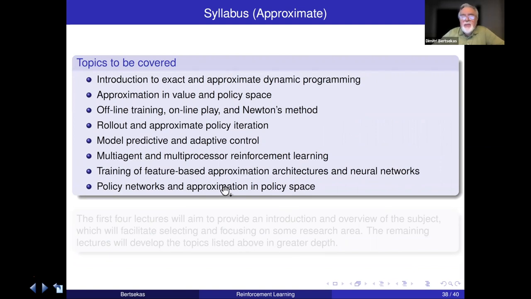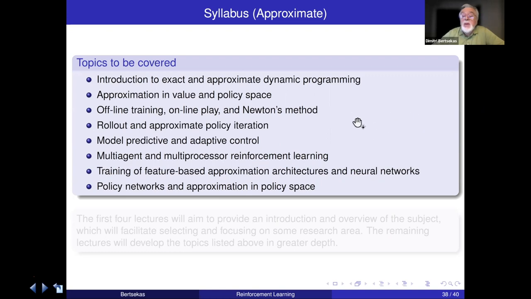The syllabus is a little different than in other years. In particular, we're going to skip some topics that were covered in previous years. Your notes are going to have three chapters. The first chapter is focused primarily on exact dynamic programming, but also on various types of problems that you can deal with in approximations. The second chapter deals with the rollout algorithm in particular and its various applications.